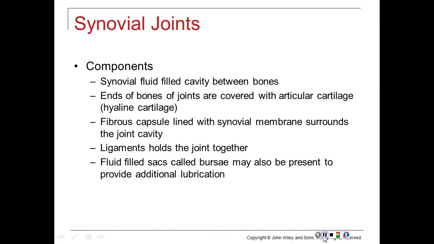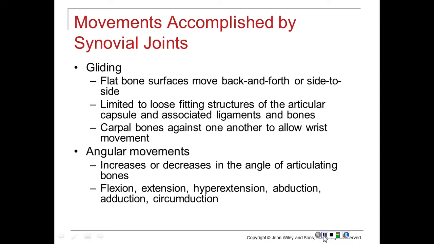The ends of the bones are covered with a special type of hyaline cartilage called articular cartilage. We mentioned this before earlier in the chapter. There's a capsule that surrounds this cavity called a synovial membrane, and then there's usually ligaments that hold the joint together. There may also be fluid-filled sacs called bursa. Those bursa provide extra lubrication to reduce friction in the area.